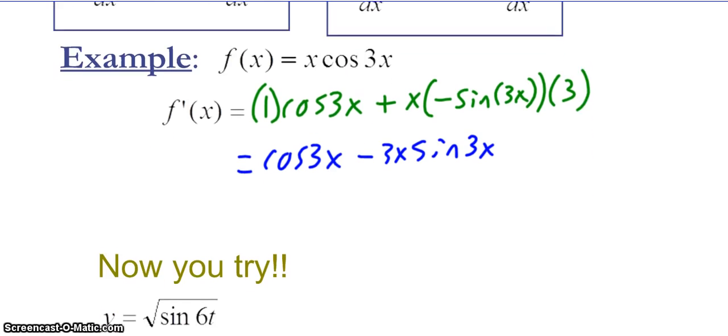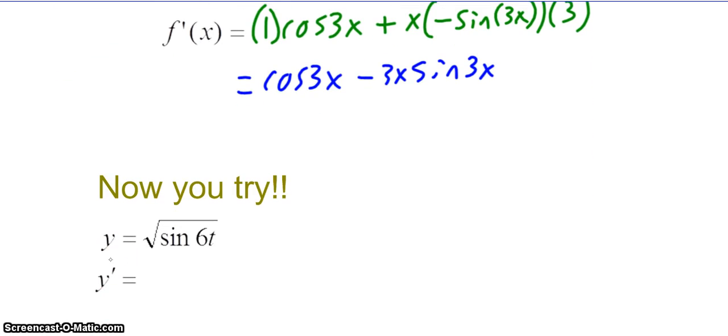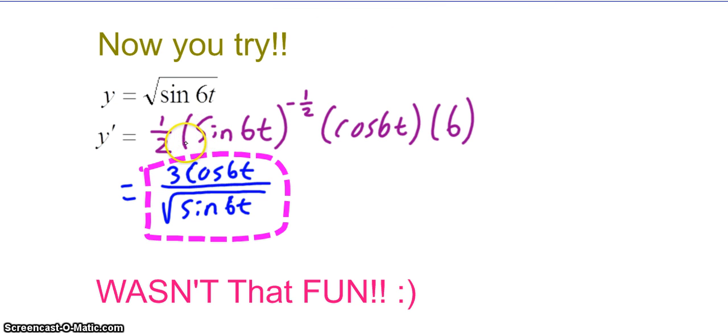Okay, so now I want you to try y equals the square root of sine of 6t, find y prime. Pause the video, unpause when you're ready to check your work. Okay, so here we have to use the chain rule, and then the chain rule again. So first the derivative of the square root of sine of 6t is going to be 1/2 sine of 6t to the negative 1/2 times the derivative of the sine of 6t, which is the cosine of 6t, times the derivative of 6t, which is 6. Now I can simplify this. 6 times 1/2 gives me 3. Cosine of 6t stays in the numerator. Sine of 6t to the negative 1/2 goes to the denominator. So we should get 3 cosine 6t over the square root of the sine of 6t. That was fun.